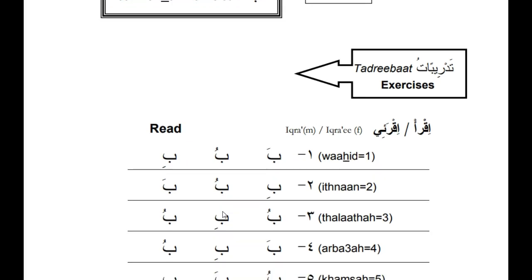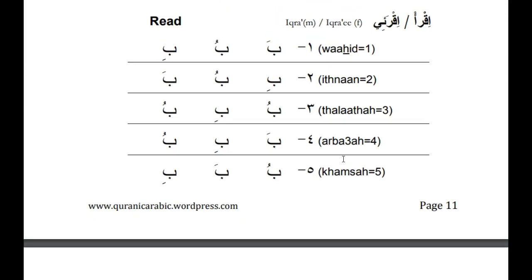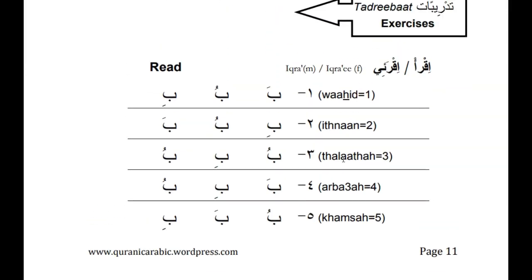After, it asks us an exercise. Tadribat means exercises. Okay? What's the exercise? Read. Iqra. And if you are a woman, iqra'i. Okay? Read. How are we going to read? In Arabic, we read from right to left. Right to left. And it also, mashallah, gives us the numbers up to 5. So we can learn also how to read the numbers.